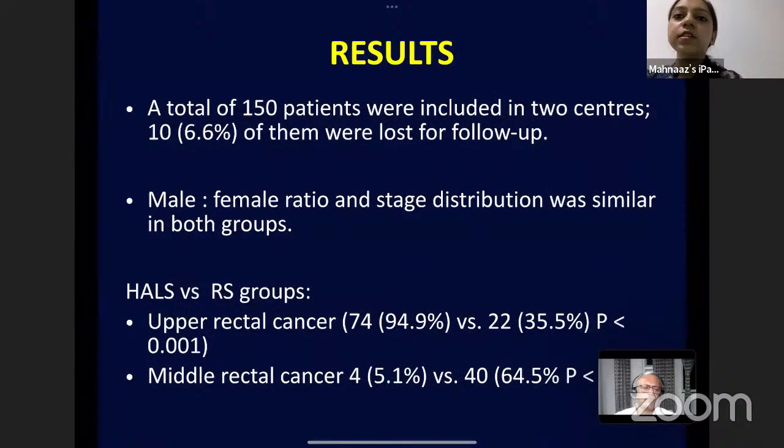The results of the study: there were a total of 150 patients included in the two centers. 10 of them were excluded due to loss to follow-up. The male to female ratio and stage distribution of the disease was similar in both groups. However, when we compared the HALS versus robotic surgery groups, upper rectal cancer constituted 94.9% of the HALS group, and in the robotic surgery group, it was mainly middle rectal cancer, which constituted 64.5%.